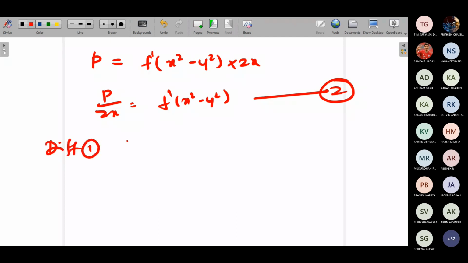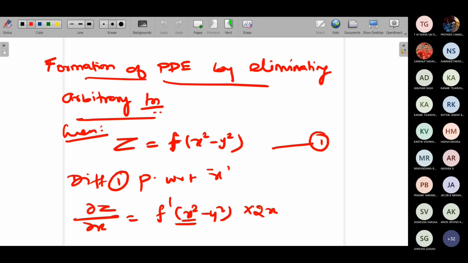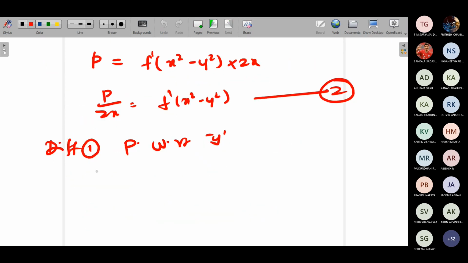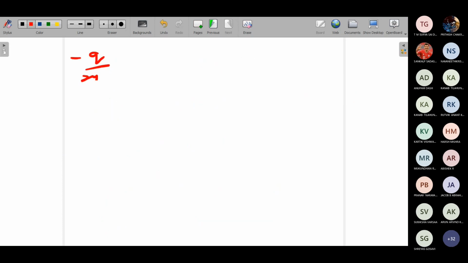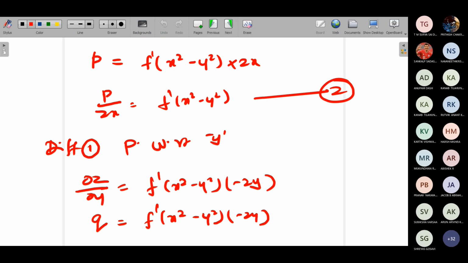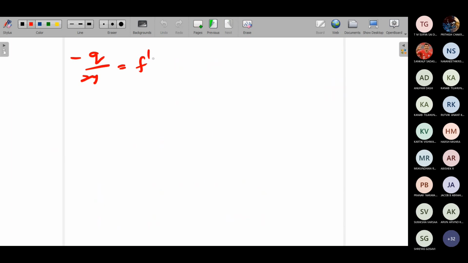Similarly, differentiate 1 partially with respect to y. In the similar manner, you will get dou z by dou y equals f dash of x square minus y square into minus 2y. So dou z by dou y you can replace by q. So this will be equal to f dash of x square minus y square into minus 2y. So you'll get minus q by 2y equals f dash of x square minus y square. Take this as equation number 3.